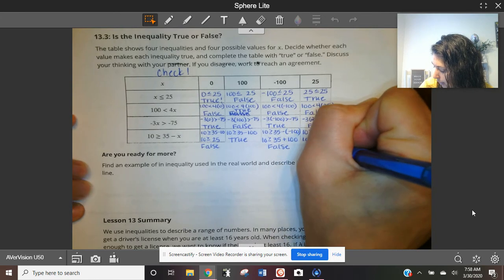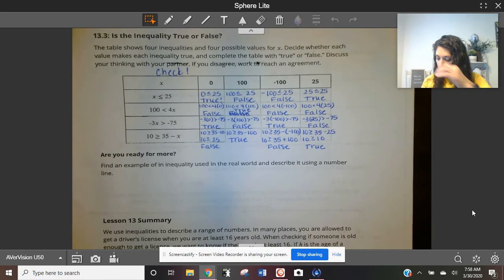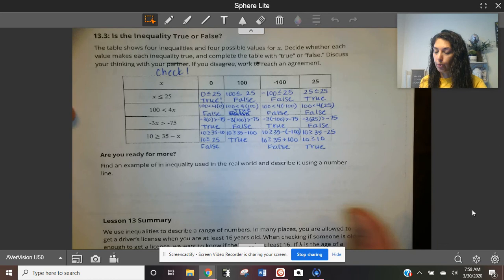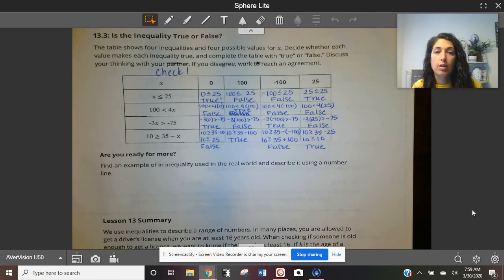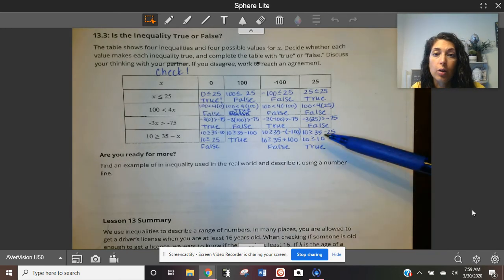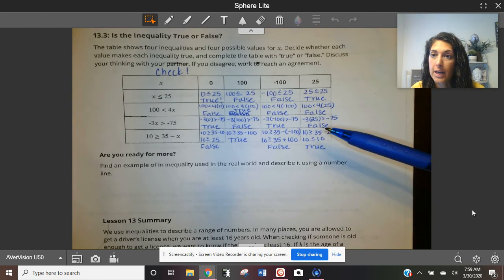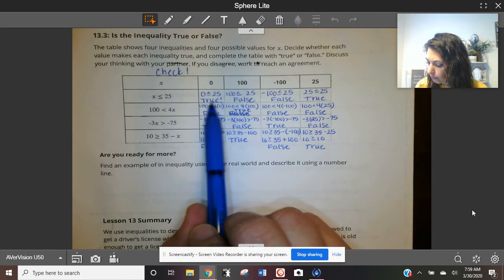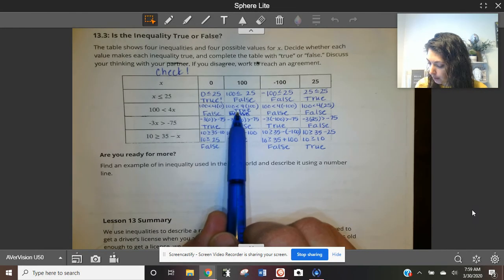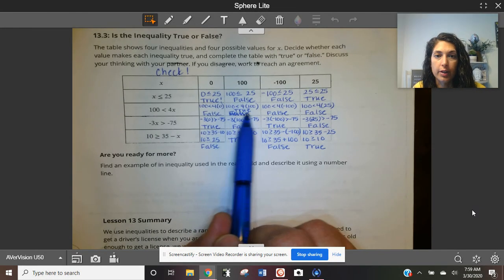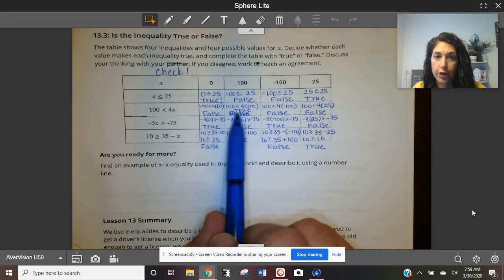Okay, so make sure that you look through. What I'm going to have you do this week is I'm going to give you a solution to the inequality. You're going to tell me if they are true or false. So very similar to this. Please make sure that you double check, go through this. If you have any questions, make sure you ask. Also, I did make a mistake the first time around with this one. Make sure you change that one to true.